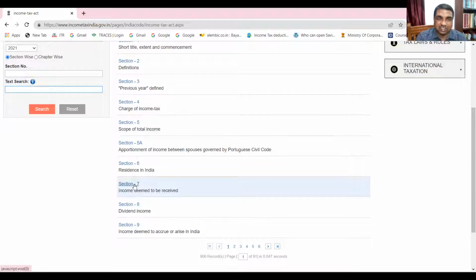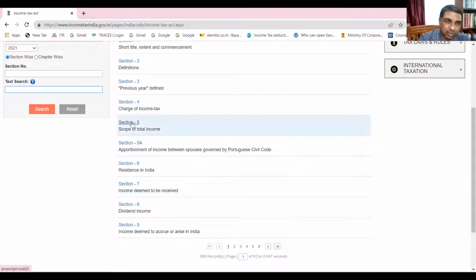Now you see section 7. Section 7 talks about income deemed to be received in India. And what is section 8? Dividend income. How dividend income will be included, that also we plan to learn today. And section 9: income deemed to accrue or arise in India. So in fact, today our plan is to learn section 5. Section 6 you have already learned. Section 5, section 7, section 8, section 9, we plan to cover all this.